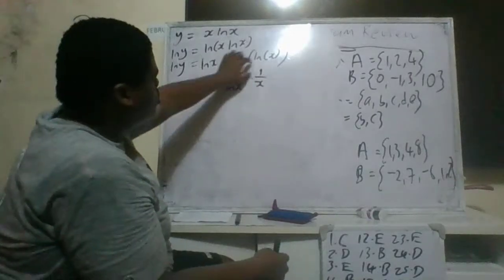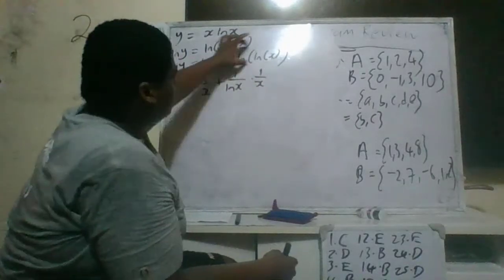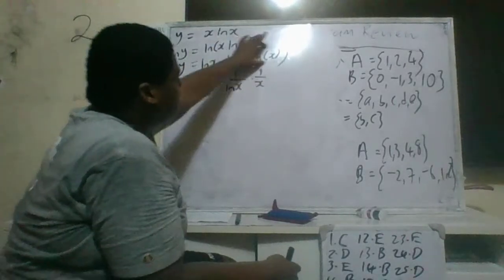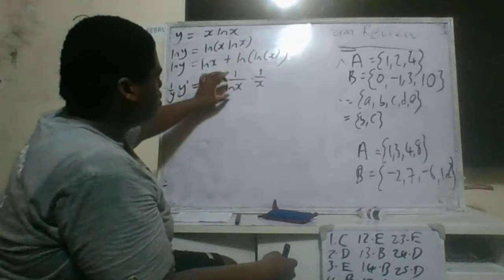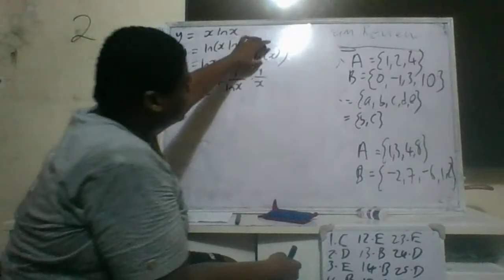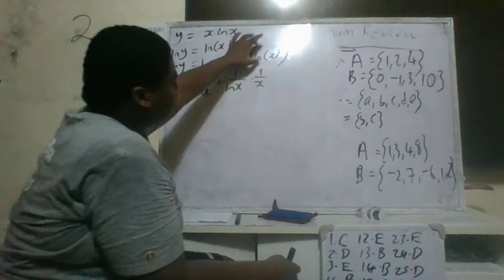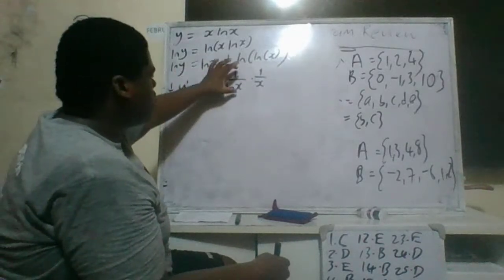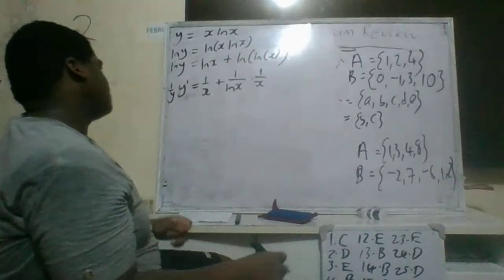1 over ln x, because you are differentiating this whole ln x, the ln of ln x. And since ln x is the inner function, you're going to do 1 over ln x, then differentiate the inner function, which is ln x. You differentiate the inner function ln x, you're going to have 1 over x. So the answer is going to be 1 over x plus 1 over ln x times 1 over x.